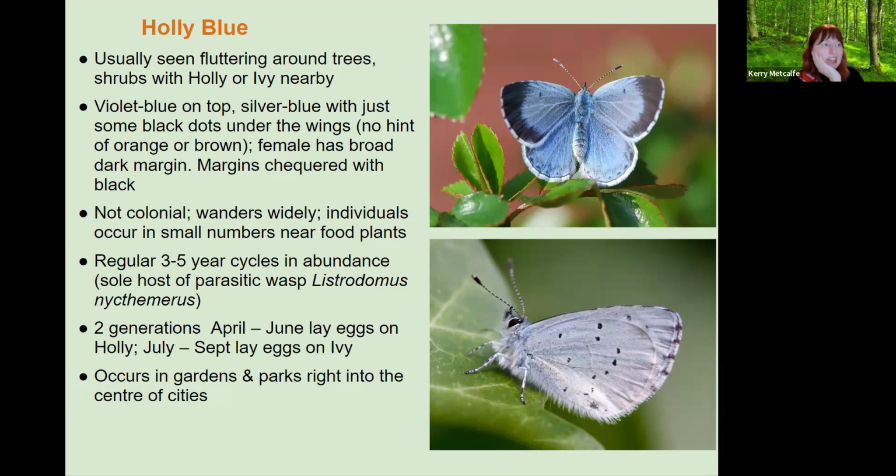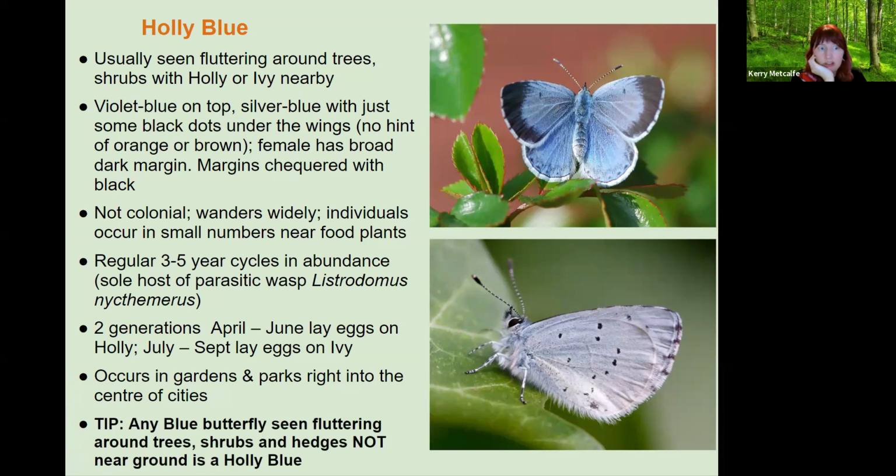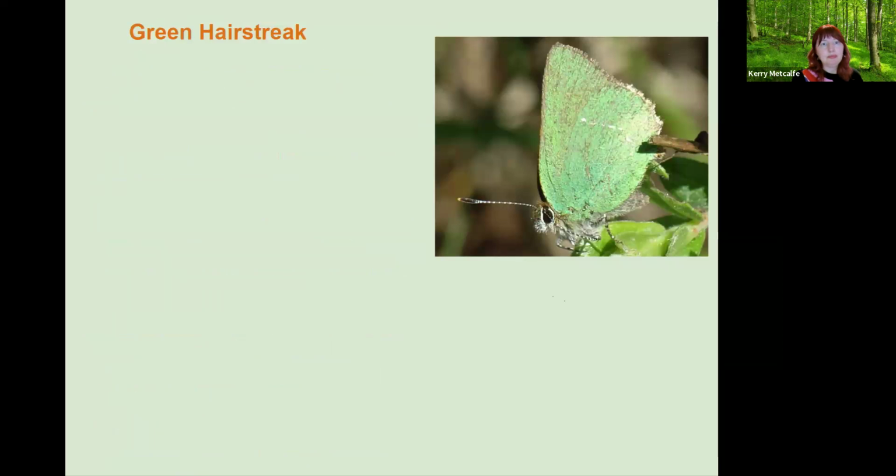So they occur in gardens and parks right next to the centre of cities. This is one I see in the garden quite a lot, which is quite nice in contrast to something like the common blue, which I definitely don't see in gardens. So your top tip for identifying a holly blue is if it's blue and it's hanging around trees, shrubs, and hedges, and it's flying higher up, it's a holly blue. It's nothing else, it's a holly blue. And if it's on the ground in open spaces, it's a common blue. Right, okay, back to Nick for another gorgeous butterfly.